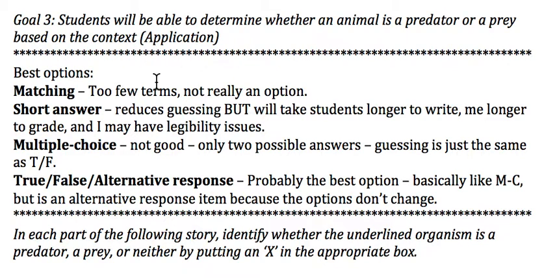If I'm thinking of goal 3, my goal is students will be able to determine whether an animal is a predator or prey based on the context. Matching, I don't really have enough terms, right? So it's not really an option. Short answer reduces guessing, but again, I have the typical issues. Multiple choice, again, not good. There's only 2 things, although I could throw in the third as neither, right?